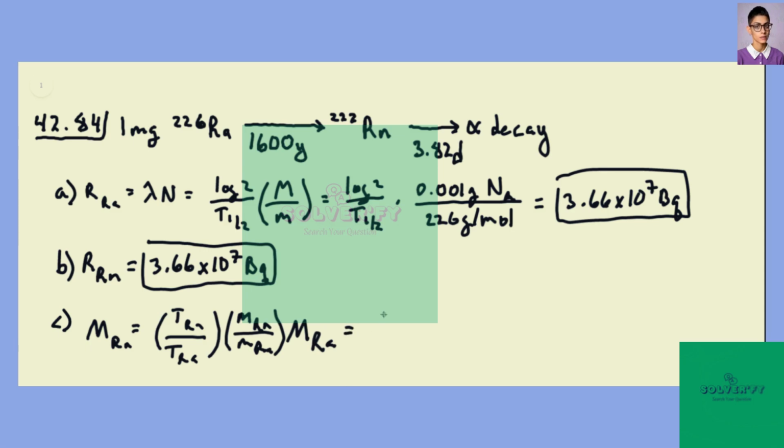And so we have a persistent 6.42 nanograms of radon that's being replenished at the rate at which the radium is decaying and then decaying so that it stays constant.